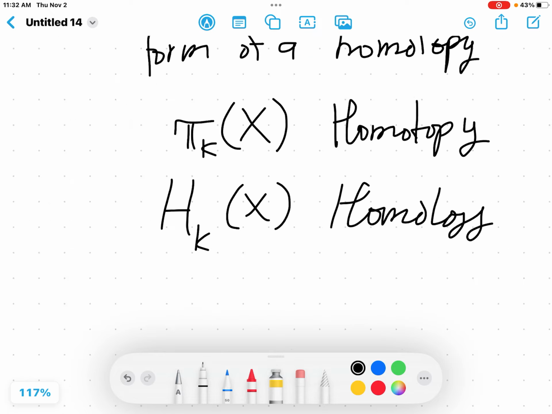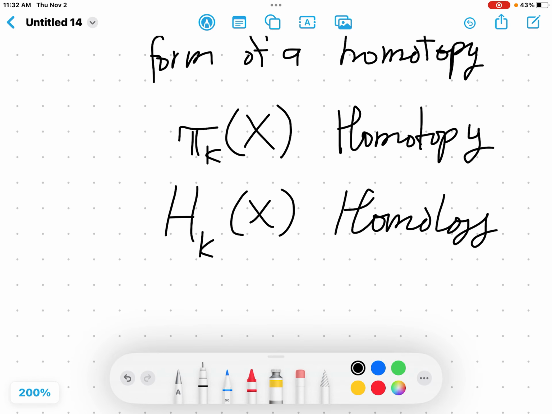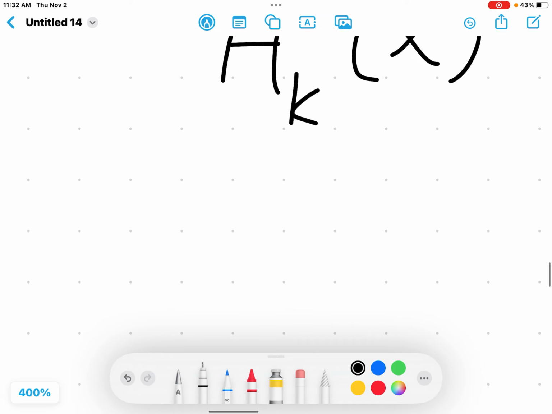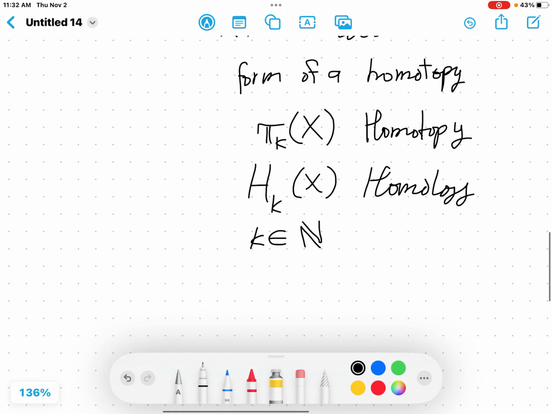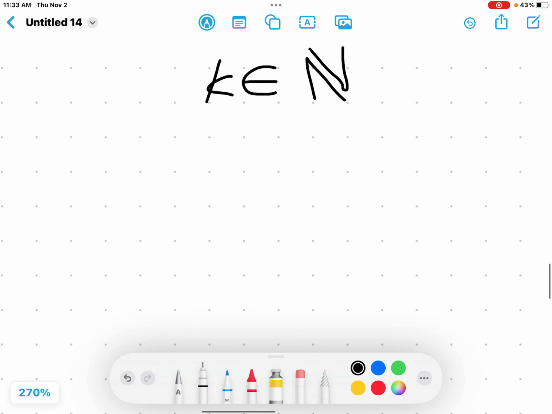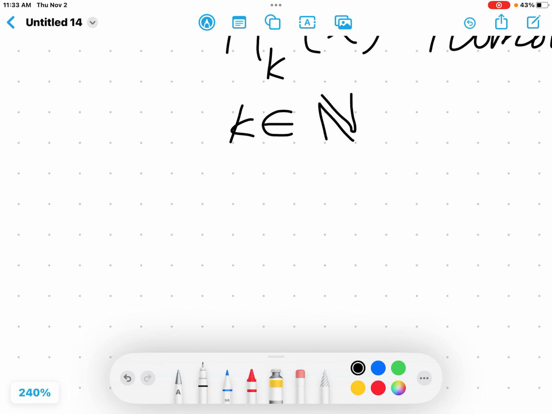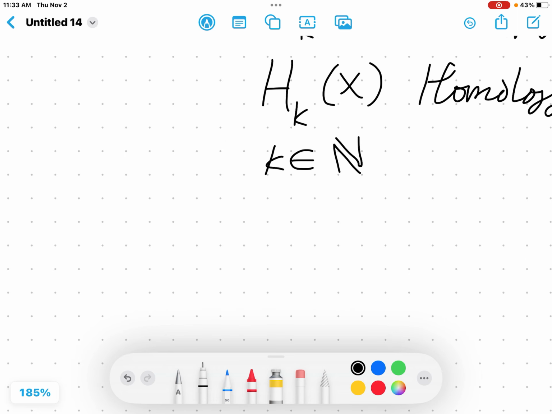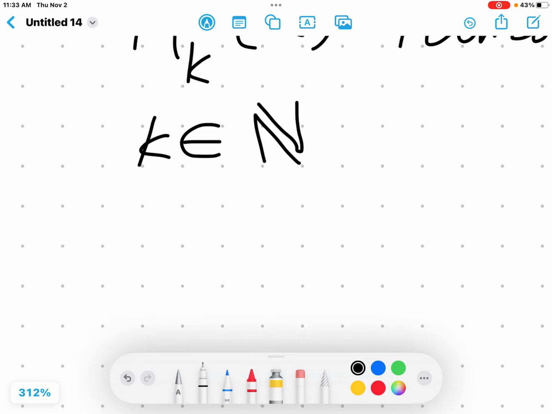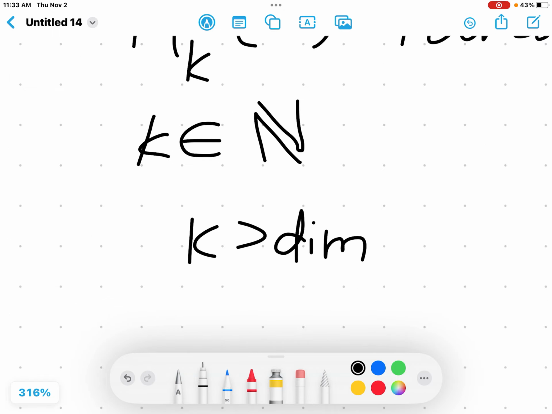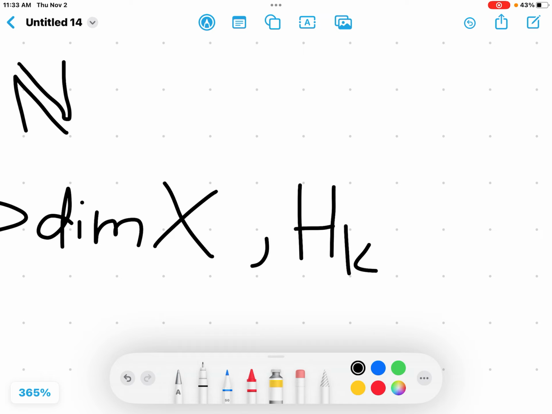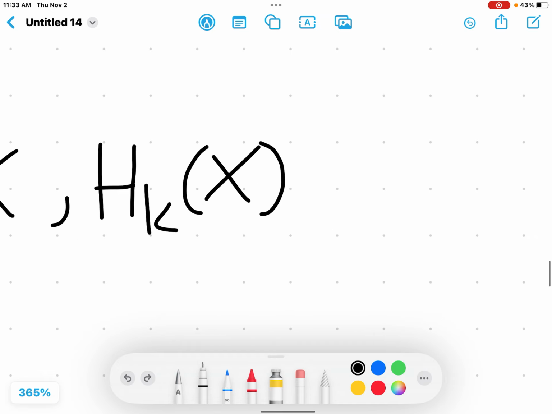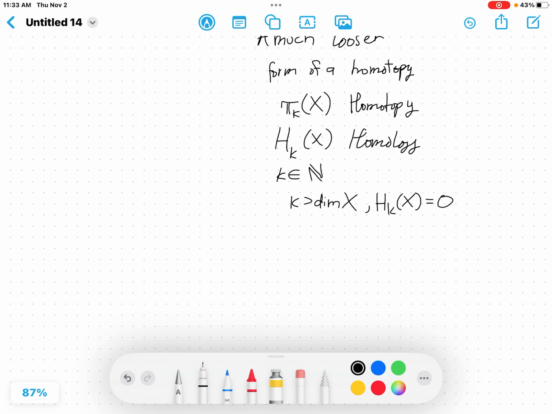I'm not just saying one homology group, I'm saying groups, because k ranges over the naturals. So it's a natural number from 0 up to some point, or it's really defined up to the dimension of x. When we go beyond the dimension of x, the homology groups vanish. So k greater than the dimension of x, and H k of x is immediately 0. So that's one key fact about homologies.